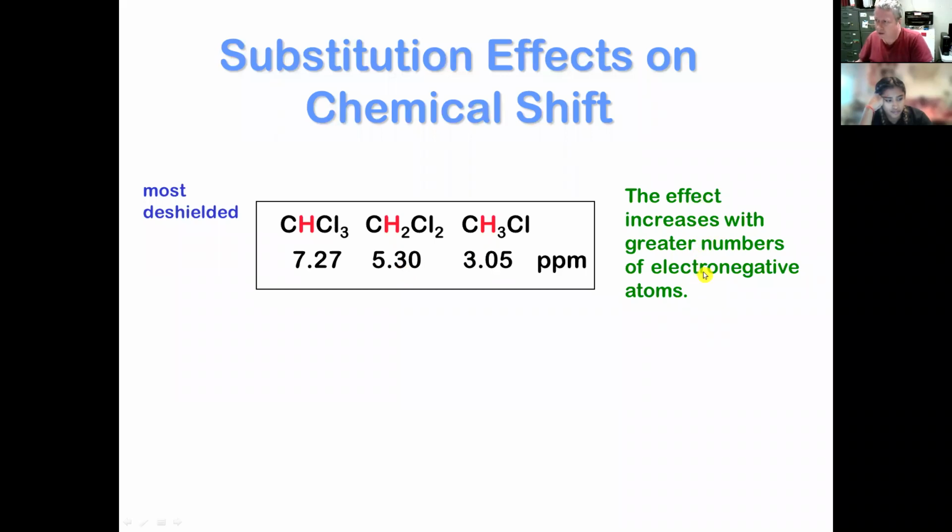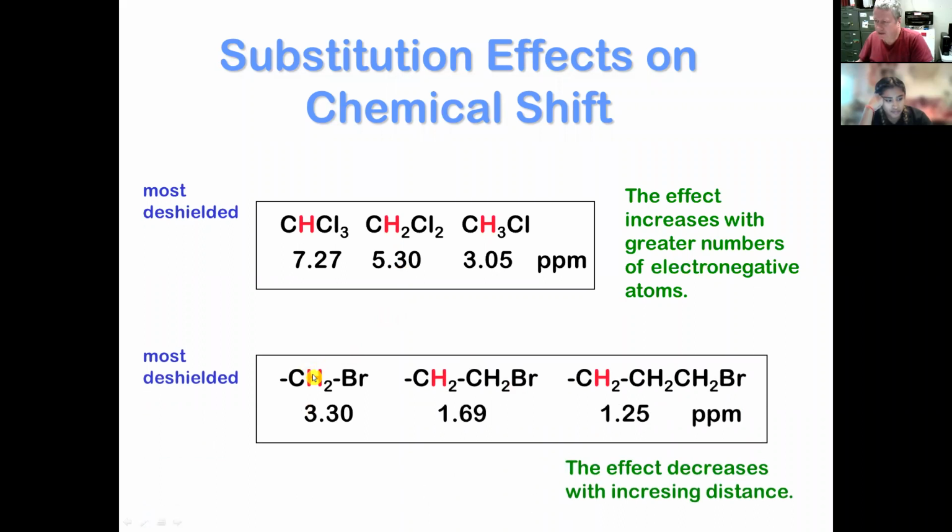Makes sense, right? What if I have a CH2Br versus CH2CH2Br versus CH2CH2CH2Br? And I'm just showing where the red protons are. It's cool that the effect dissipates as you go further away. So the effect is felt a couple atoms away, it's just not as severe, right? The one directly connected is 3.3, and then 2 atoms away, it's 1.6, and then 3 atoms, the effect's last is around 1.25. So the effect decreases with increasing distance. Makes sense, right? So that's pretty cool.